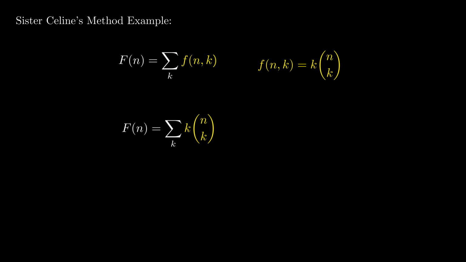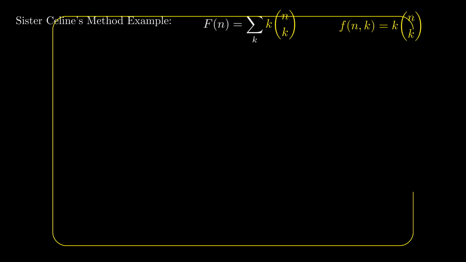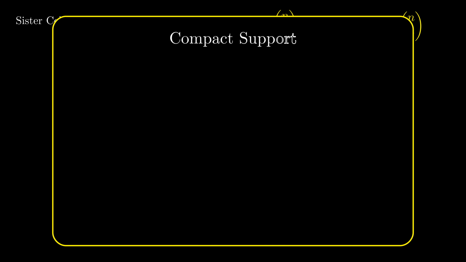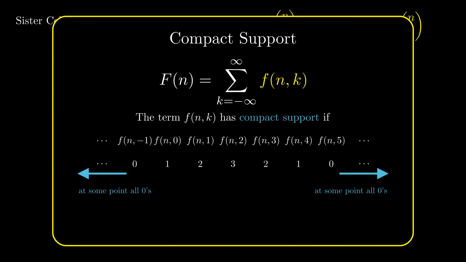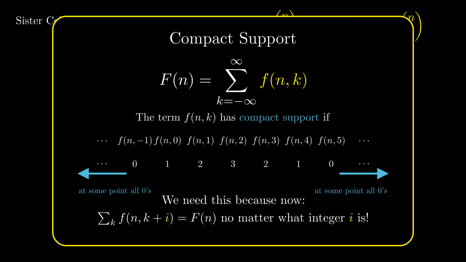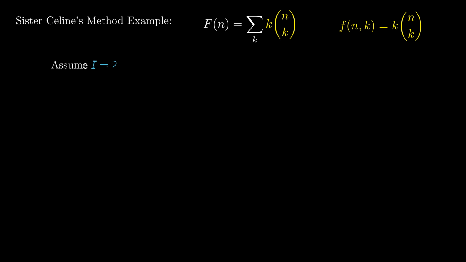Notice that we are summing over all integers k, and let's assume that this sum has what is called compact support, meaning that beyond some finite values for k in either direction, the terms all equal 0. The reason we do this is because if we sum f of n, k plus I over all integers k positive and negative, it doesn't matter what this I shift index is, the result is always the same total capital F of n. First, assume some positive integers for I and j. We will assume 2 and 2 here.